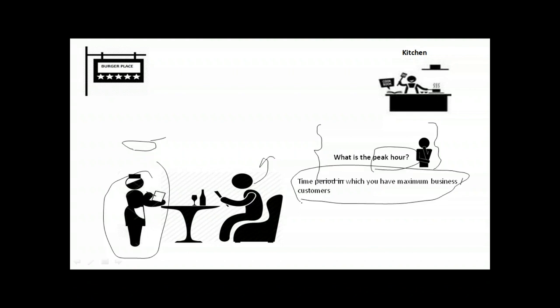Now there is a term called peak hour. So what is the peak hour, guys? It is the time in which you have the maximum business or customers for this enterprise. And by the way, for any restaurant in the US, 12 to 1 could be the peak hour. If you are in India, 1 to 2 is the peak hour. In the US, the life starts at 8 o'clock.